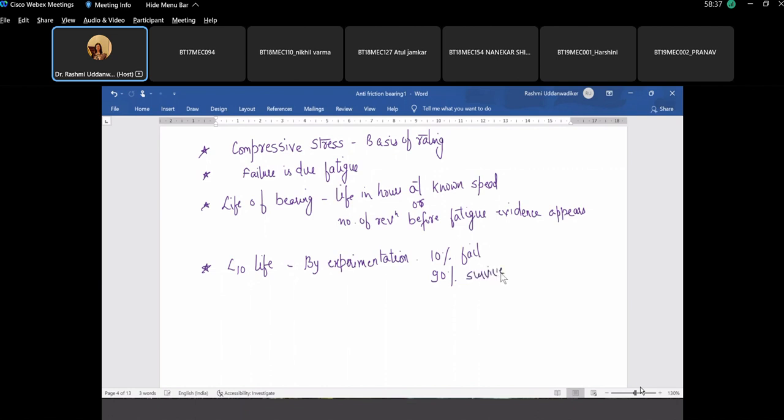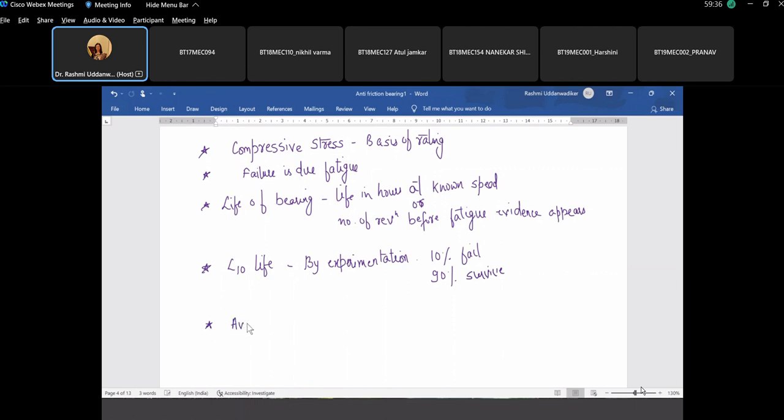You can write down the definition. The life at which 10% of the identical bearings tested at identical conditions would fail, and 90% will survive, that life is L10 life. I repeat, by experimentation, the life at which 10% of the identical bearings tested at identical conditions would fail and 90% will survive. This is known as L10 life. So out of 1000 bearings which are tested, say 100 would fail. The moment 100 fail, that life becomes the L10 life, and 900 should survive. Or out of 10 bearings, the moment one bearing fails, that is the L10 life. But 9 bearings should survive that much load.